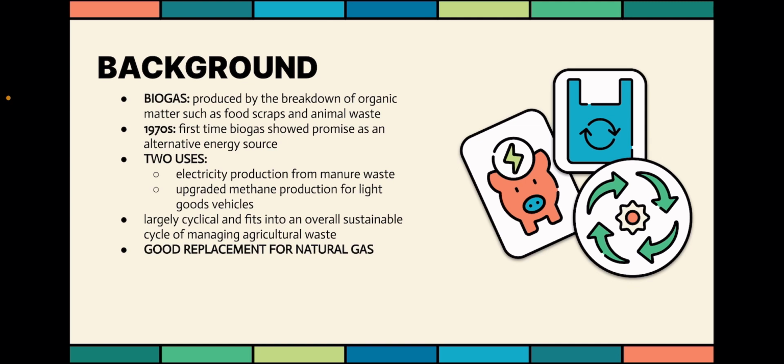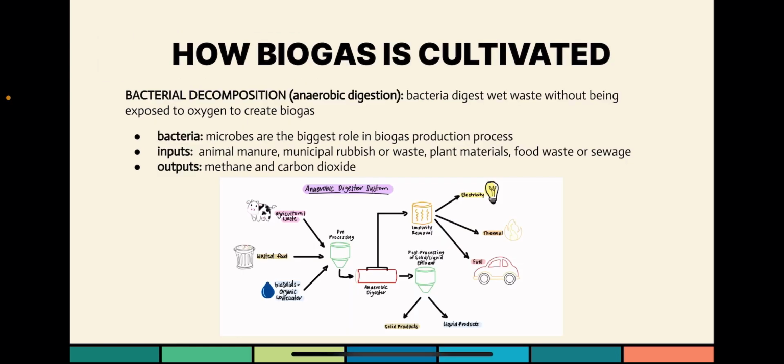It's also an excellent replacement for natural gas. It is cultivated through bacterial decomposition, which is basically bacteria digesting wet waste without being exposed to oxygen to create biogas. This is done through anaerobic digestion, and anaerobic is just a big fancy word for no oxygen. So in the anaerobic digester, it's a really tightly compact space, and no oxygen is let in. The bacteria that are used are microbes. They play the biggest role in biogas production.